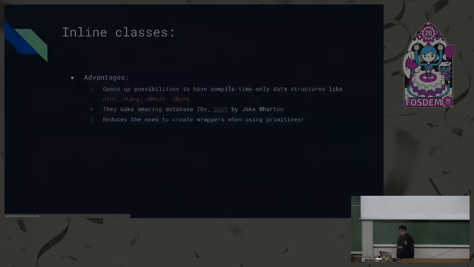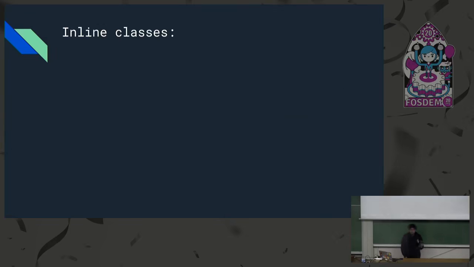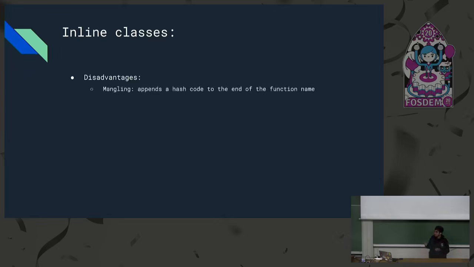These are some of the great advantages of inline classes, but there are some disadvantages as well. The biggest disadvantage is that it has mangling. Why does it have mangling? Because consider this inline class, which is the unsigned integer class. It's actually taken from the Kotlin documentation online.